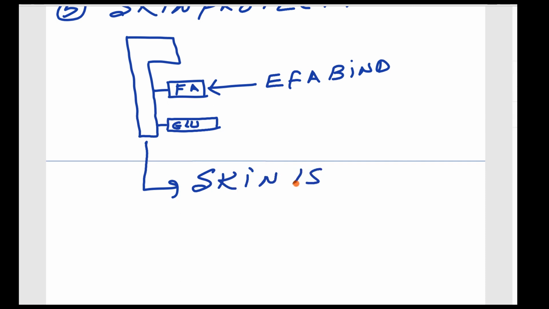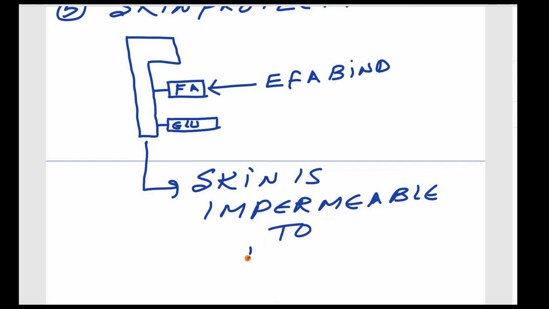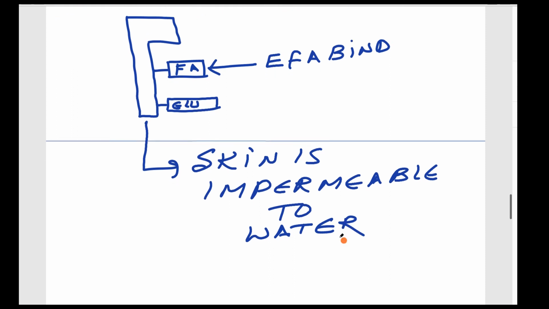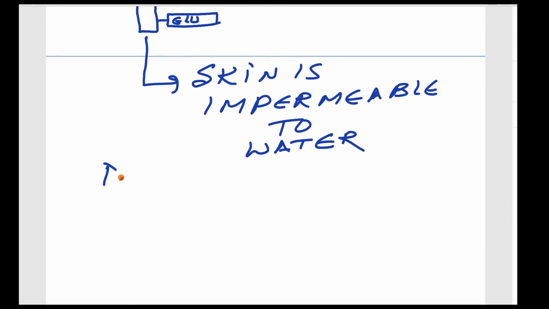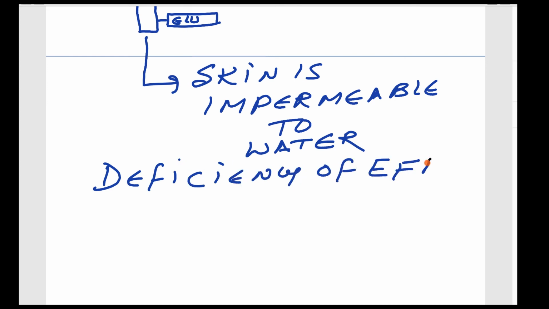Skin is impermeable to water. That feature is developed, and that is the reason. If there is a deficiency of essential fatty acids, what happens? There is scaly dermatitis.